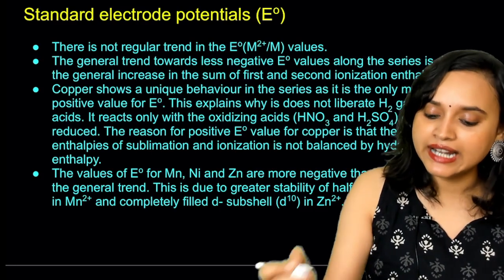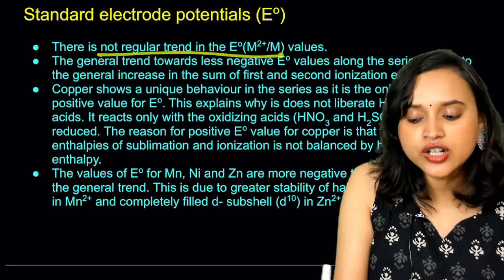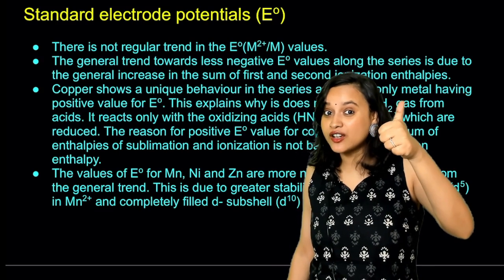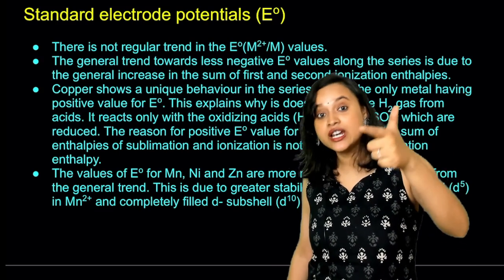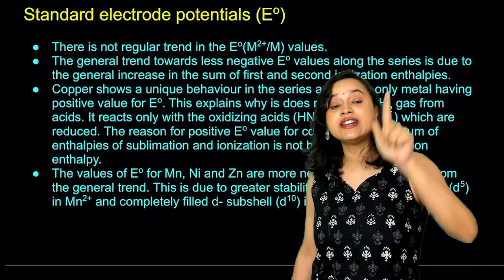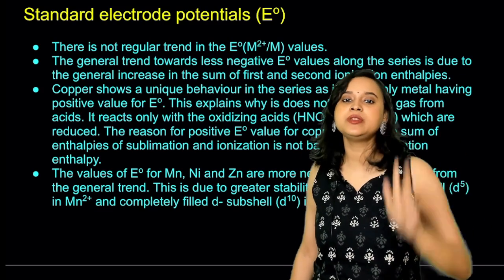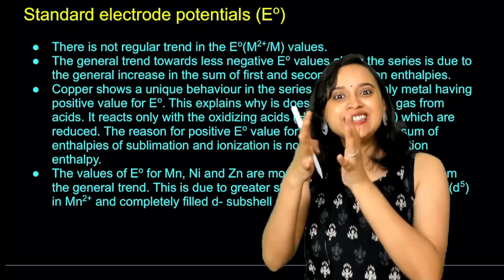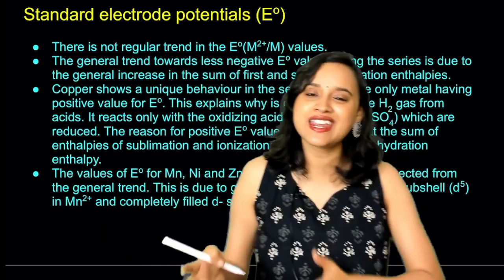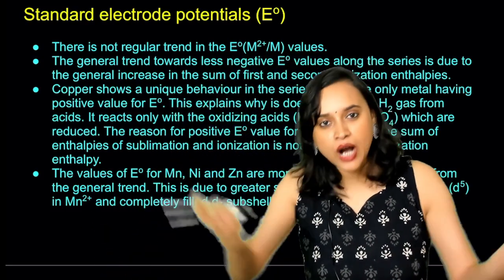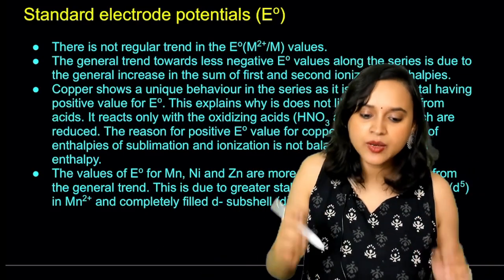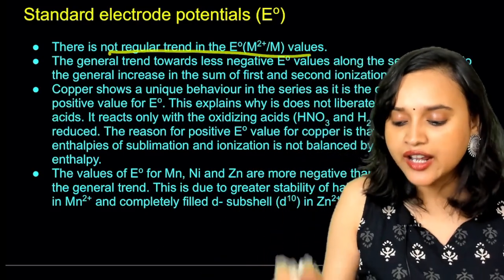Now take a look at the trends, everybody. You notice that this is not a regular trend. Why? Because ionization energy was not a regular trend, do you remember? Sublimation energy is also not a regular trend, and similarly hydration enthalpy is also not a regular trend for the d-block elements. Because all these three energies are not regular, if you add all three of them, that will also not be regular. And that is why you notice that it is not a regular trend.